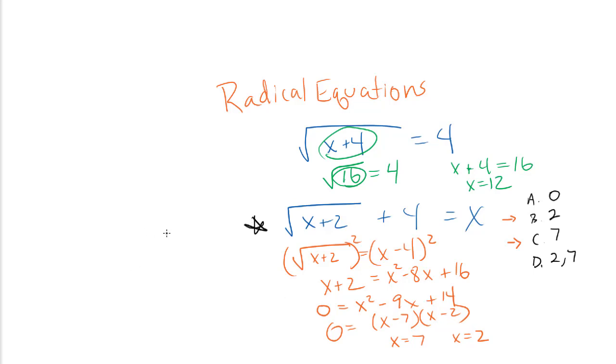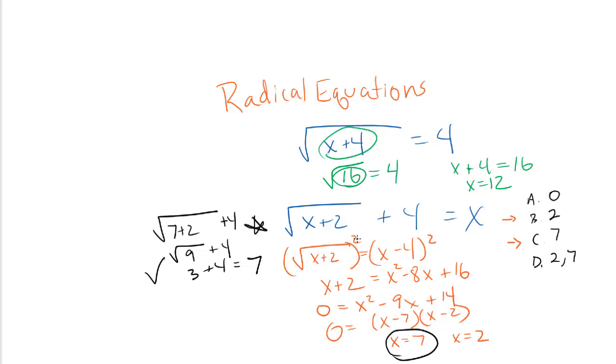So let's try that over here. Square root of 7 plus 2, plus 4, is the square root of 9 plus 4, which is 3 plus 4, and that equals my answer, x, 7. Yes, it does. That checks. x equals 7 is a valid solution to this equation.